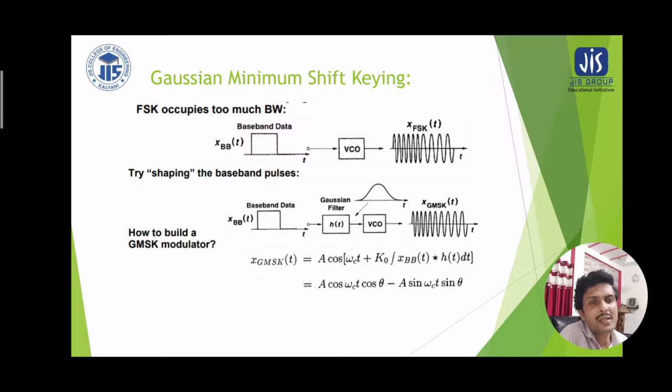Therefore, the simplified signal expression is further written as a cos omega ct into cos theta minus a sin omega ct into sin theta. So theta is the amount of phase which is incorporated due to such Gaussian minimum shift keying technique, and omega ct stands for the carrier signal. So therefore, we are getting the mathematical expression for the Gaussian minimum shift keying signal.